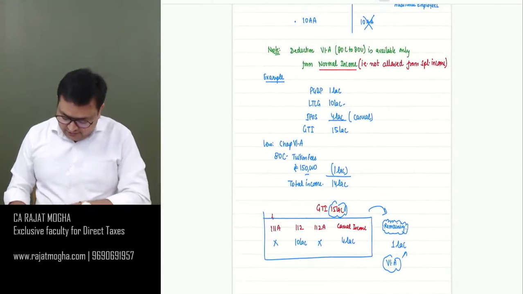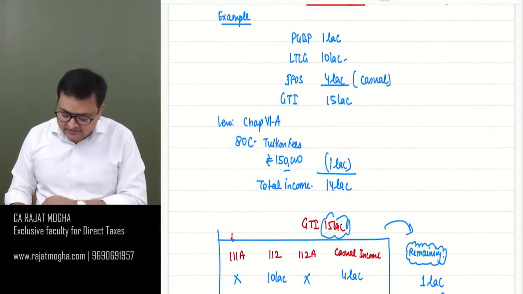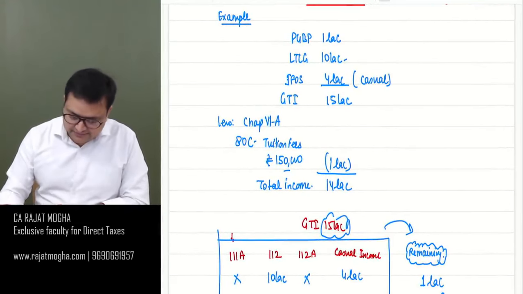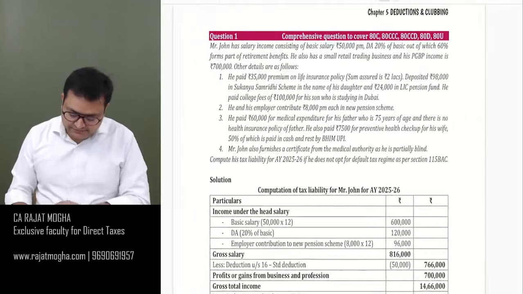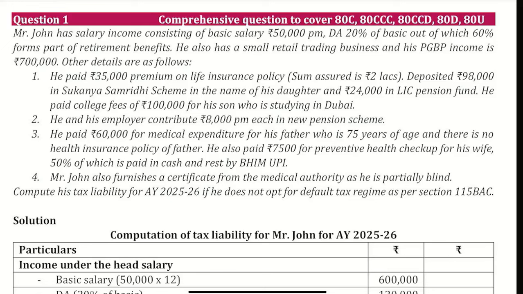Okay. So I have to discuss many of the sections today, but I'll be discussing them with the questions. So let's start with question number 1. It says, Mr. John. I have covered many of the sections so that I can discuss most of the sections in these questions. John has a salary income consisting of basic salary 50,000 per month. So he is earning basic salary 50,000 per month.